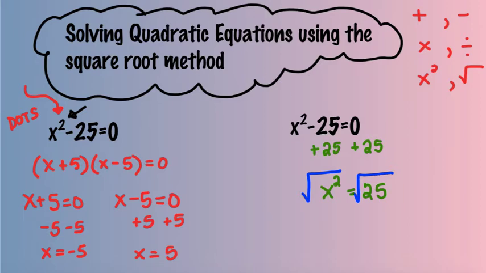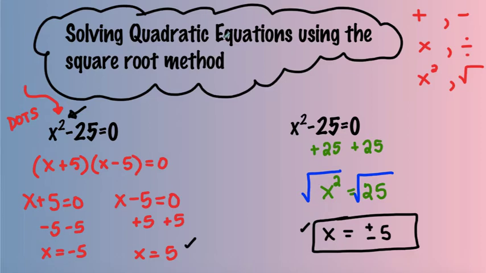Now remember, when we take the square root of a perfect square, we have to consider that it's an absolute value. It's a positive and a negative answer, meaning we will get both a positive or a negative 5. Why is that? Well, if we take a positive 5 and we plug it into x squared, we get 25. And if we take a negative 5 and we plug it into x squared, we'll get 25. Now, it's just two different methods, but you should get the result to be exactly the same.